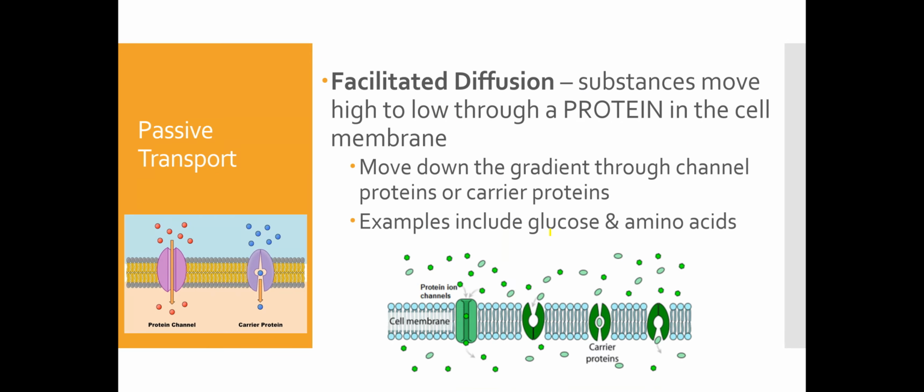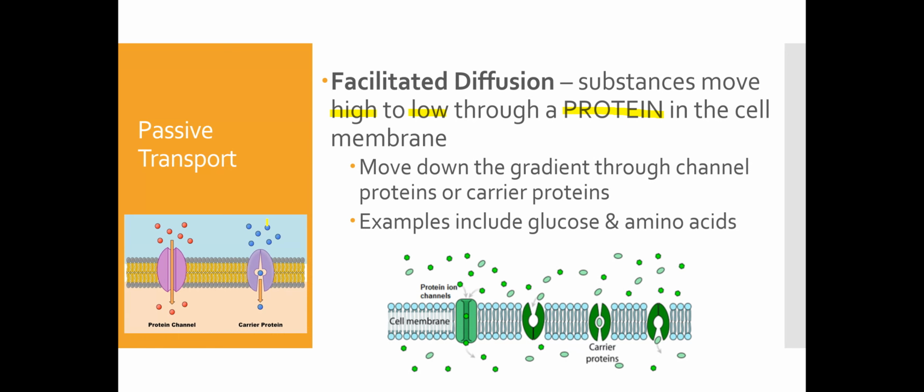Now, the next type is facilitated diffusion. Okay, we're still in passive, so once again, we're still going to see that high to low. Energy is not going to be required, but to facilitate means to help. So in this case, this is going to be where you have those molecules that can't really move directly across the bilayer. Instead, they're going to have to rely on one of those proteins. So the key to facilitated diffusion is that it's a high to low movement with the help, remember facilitated means to help, with the help of a protein.